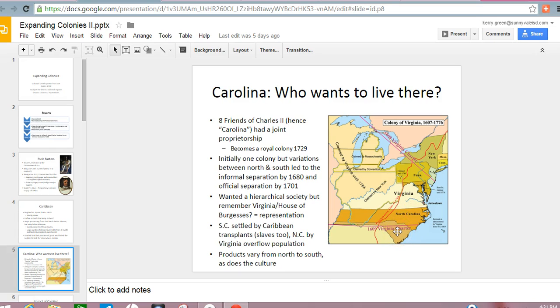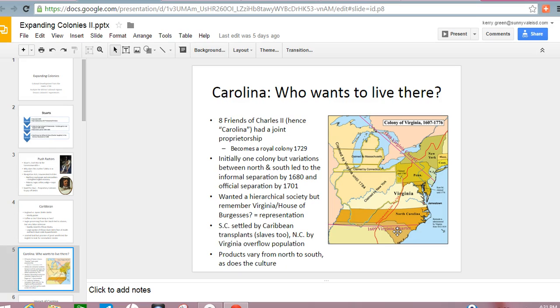So they were initially one colony, but by 1680 you really have a development that's different. And by 1701, they were officially two separate colonies. And this is because of just the nature of what they produce. They have a little bit of a hierarchical society, especially in South Carolina, whereas in North Carolina, they want a system that's much more like the Virginia House of Burgesses.